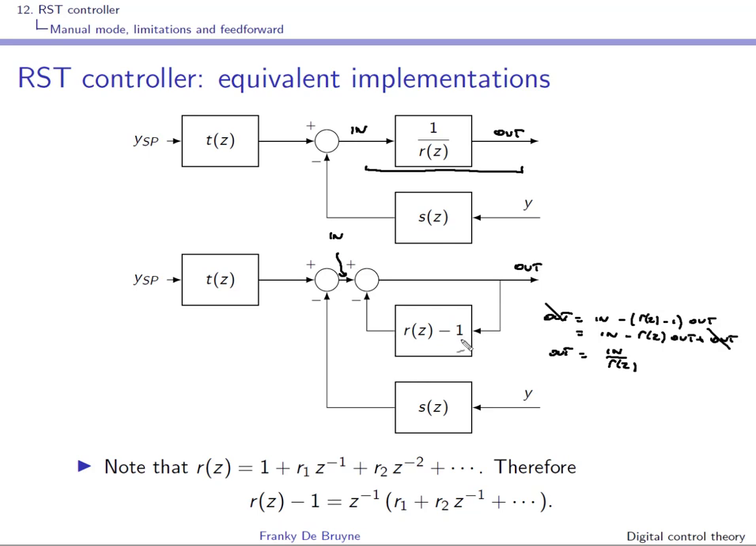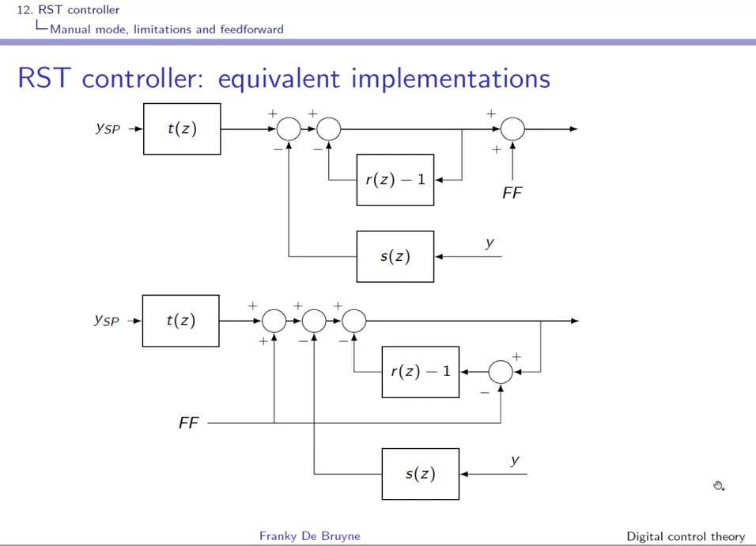Note that because RZ takes this form over here, it's a monic polynomial. RZ minus 1 can be written as follows, and this can be interesting for the Simulink implementation.